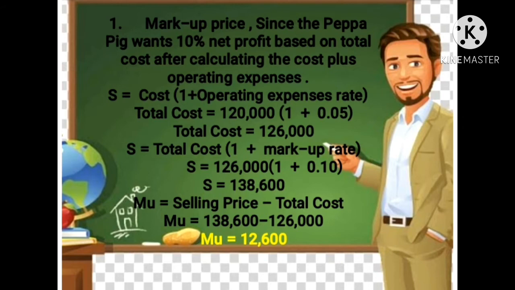After that, we have another formula to compute the markup. After calculating the total cost and the selling, the formula is MU equals selling price minus total cost. The selling price is 136,600 minus 126,000. Let us subtract both sides. That is equivalent to 112,600, and that is the markup.